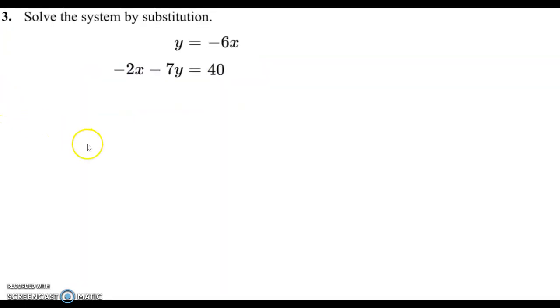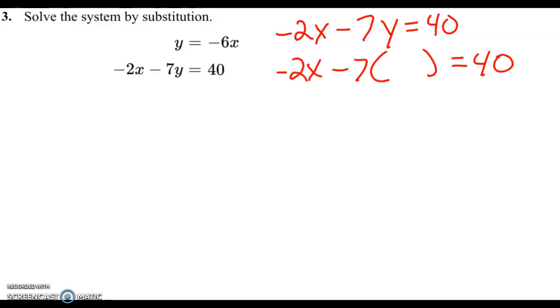Okay, now on this one, we're going to take this whole negative 6x, which is what y is equal to, and plug it into the equation. So I'm going to rewrite this bigger equation here. And I put a little space here for where I'm going to put the y, which will be negative 6x. So I plug in that negative 6x. And now I'm going to solve the equation. You've got all of this as one variable.